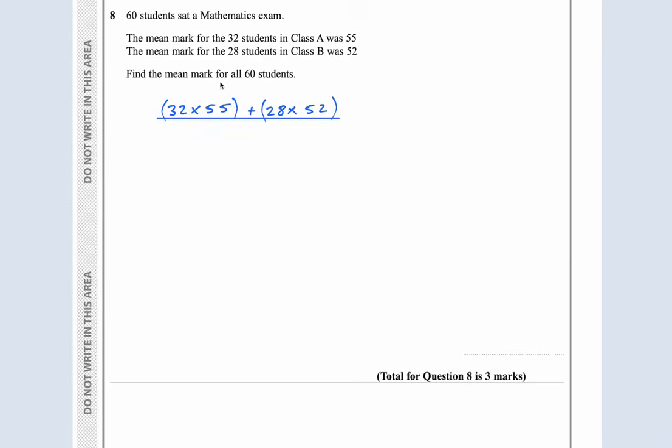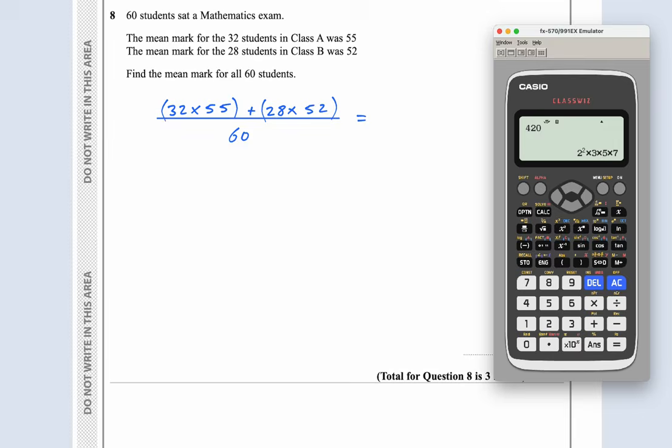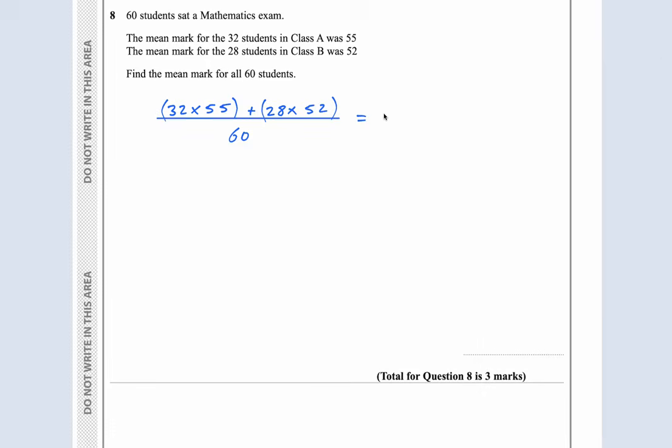So this is the grand total, and all divided by 60, because there's 60 students in total. So we're going to divide the grand total by the total number of students, and this is going to give us the answer. So it's 32 times 55 plus 28 times 52 all over 60, and we get 2685, which is 53.6. 53.6, I can write it here, 53.6.